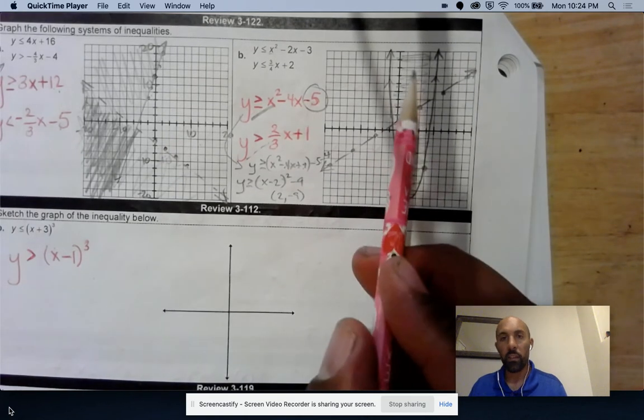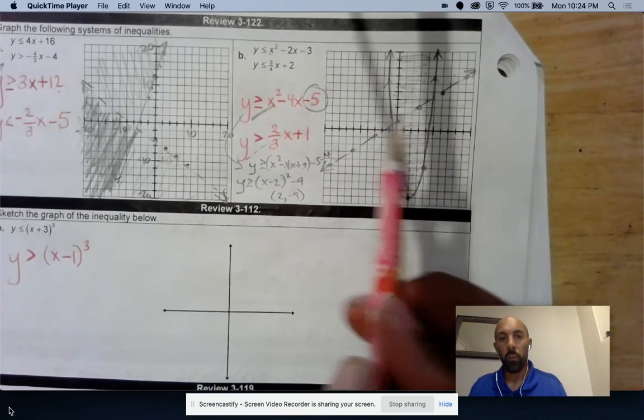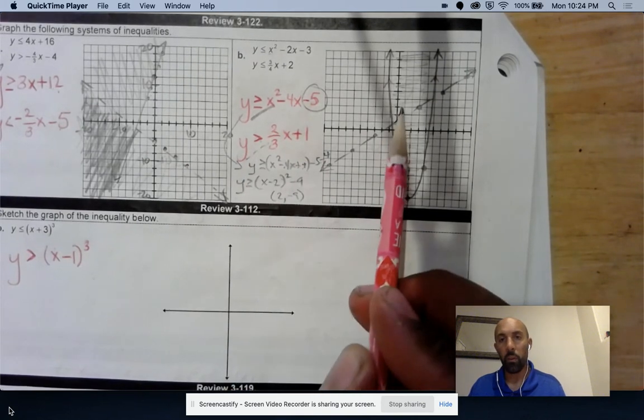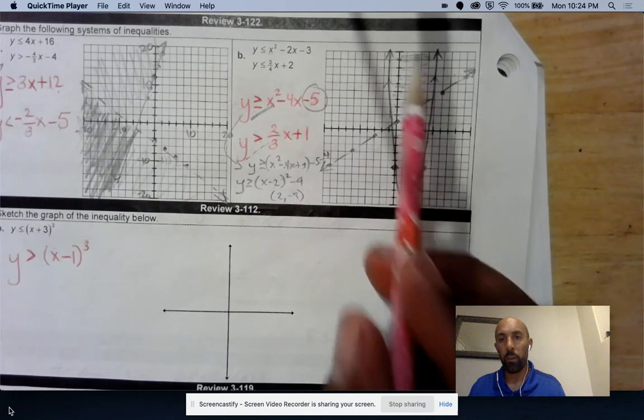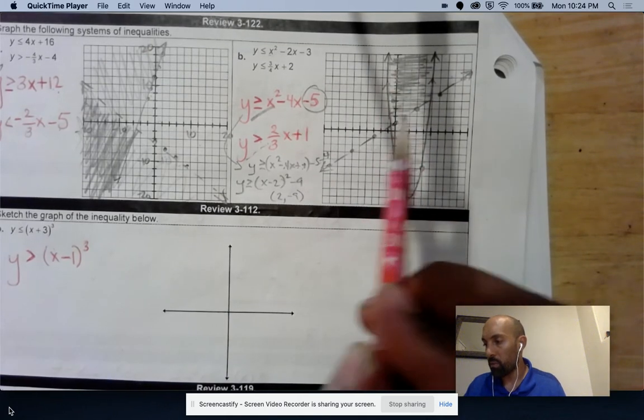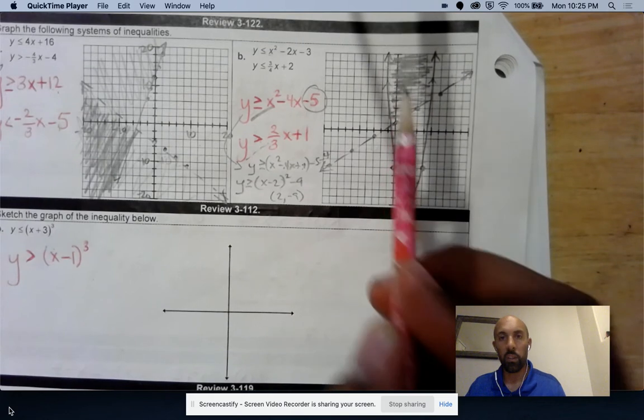So now I'm going to decide, is it above or below? Well, I look at the next graph. It says y is greater than. So that means I go inside the parabola and above the line, which would be right here. So your solution could be anywhere in that dark shaded area.